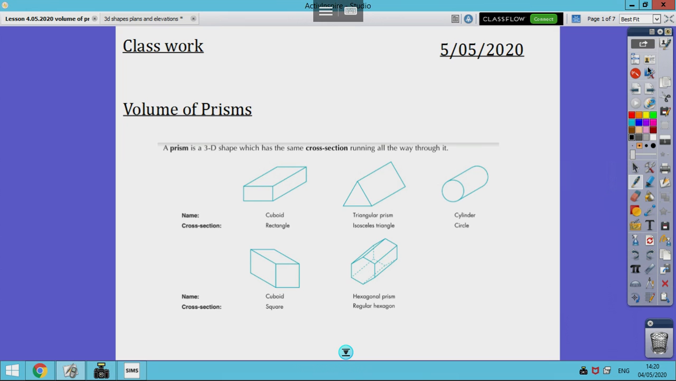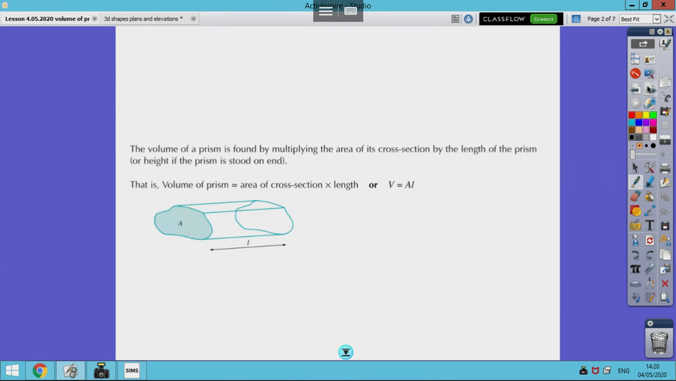So let's have a look at how to find the volume of a prism. So what you must always do is you find the area of the cross section, so the area of the face at the front, that is this bit here. This is a very weird looking prism, but if you find the area of the front of that prism there and then multiply it by the length of the prism, you will always find the volume. So no matter what the shape is at the front, as long as you find the area of the shape at the front and then multiply it by the length, you will find the volume.